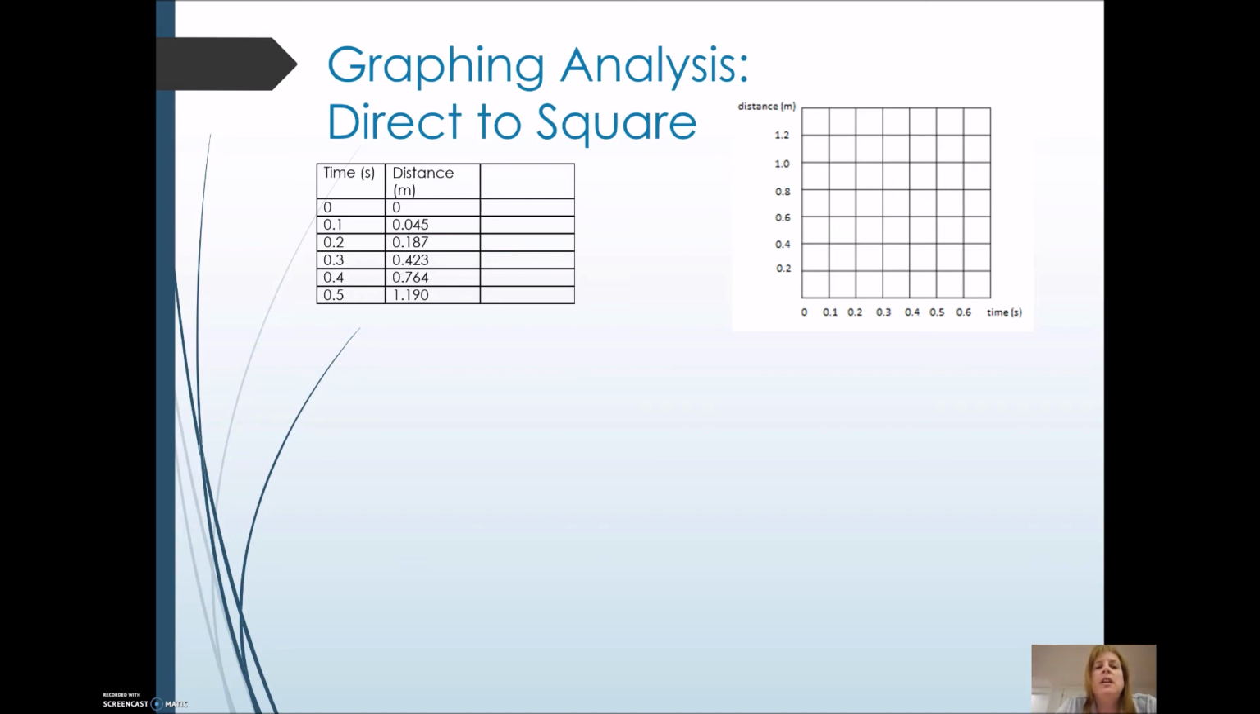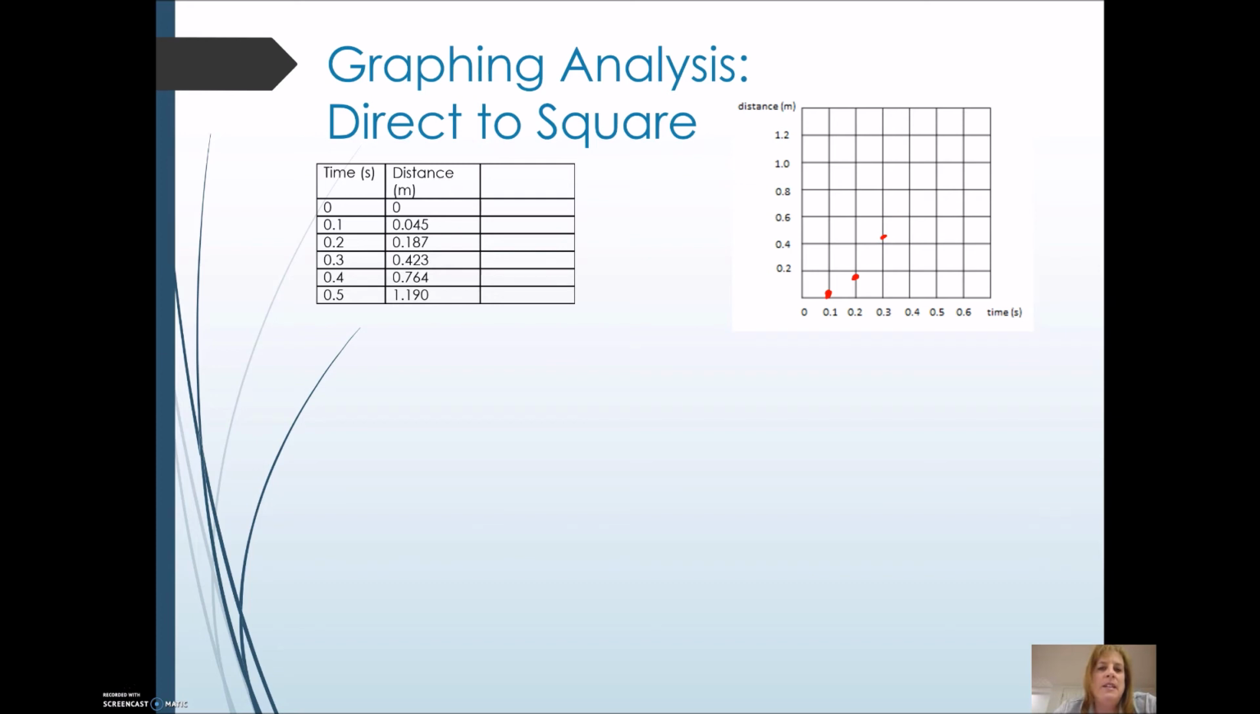According to the table, when we've gone 0.1 seconds, we've traveled a distance of 0.045 meters. So if I go to my graph, that would probably be right around here. My next interval is at 0.2 seconds. I've traveled almost 0.2. So at 0.2 seconds, we're almost at 0.2. So I'm going to put another mark right there. And now we're traveling at 0.3 seconds. We're at just over 0.4. So we'll put another mark right there.